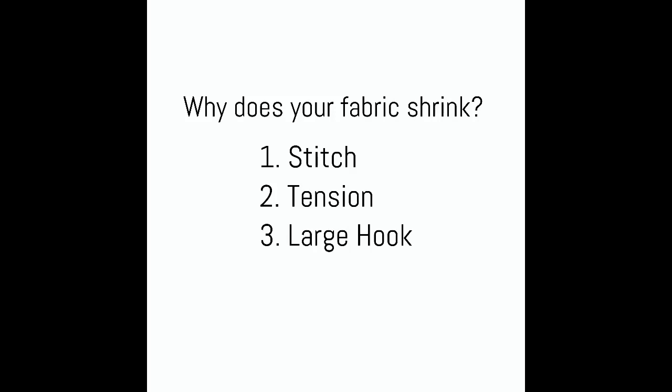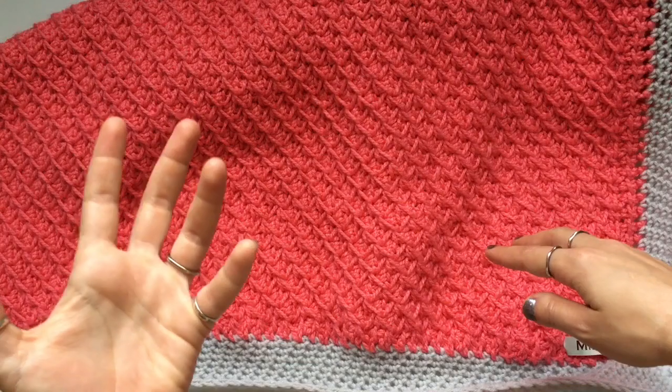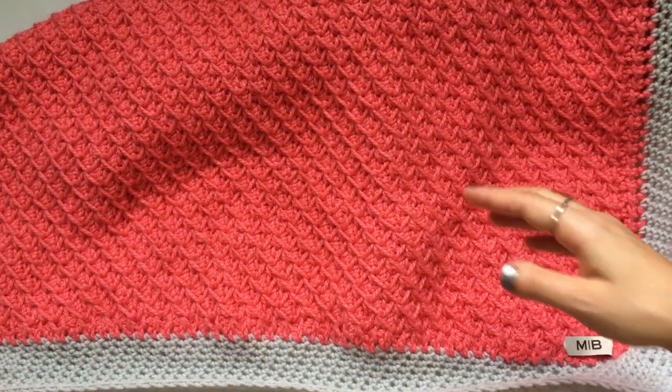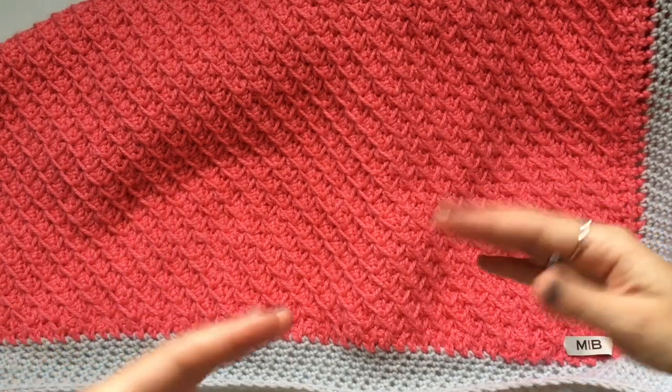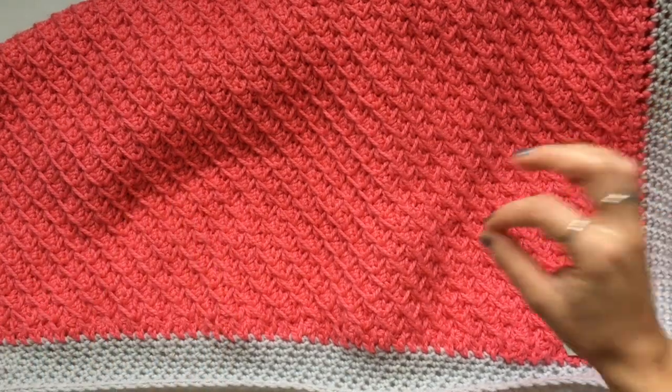The last reason has to do with your hook. Now if you're using a larger hook than what is recommended for your size yarn, you will have some amount of shrinkage in the stitch, and that doesn't matter whether you're using a Tunisian simple stitch or the lattice stitch or a honeycomb stitch. Any stitch will shrink if you use a larger hook.